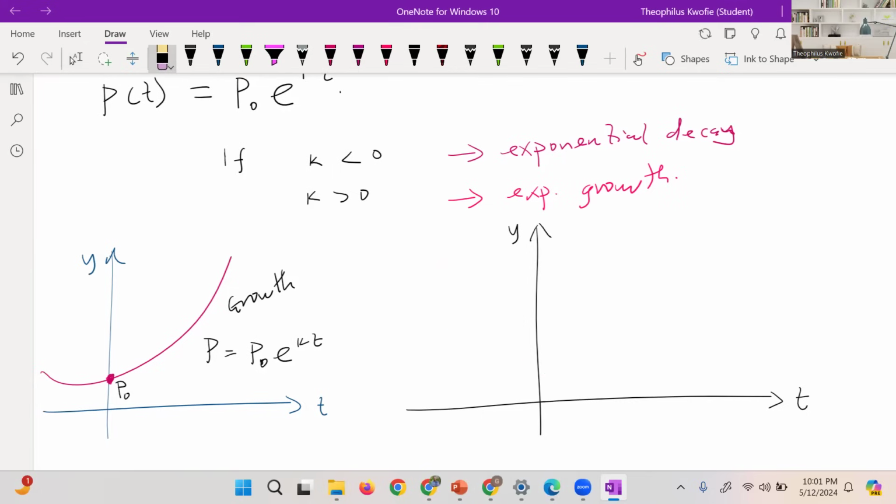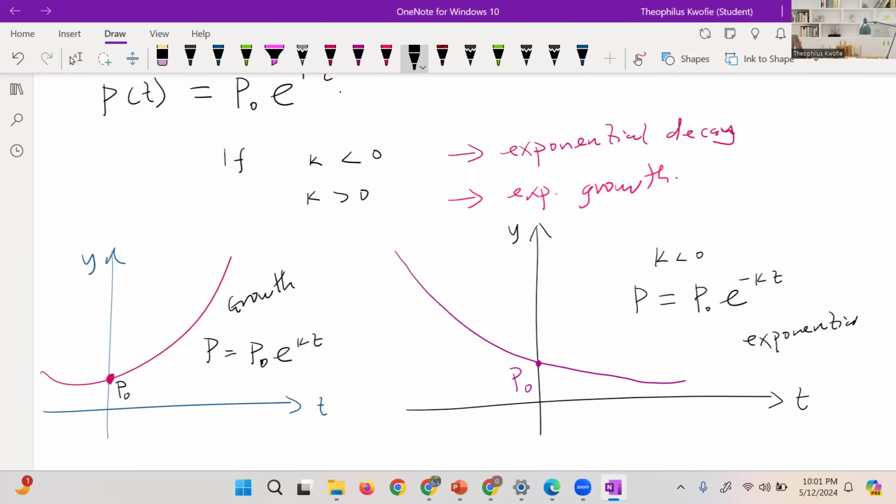Okay, so this point becomes our P naught. Very good. So with this, over here we claim that k is less than 0. If k is less than 0, it just means that our P will be equal to P naught e to the power minus kt. Okay, so in such an instance, we call it exponential decay. So please let's take note.